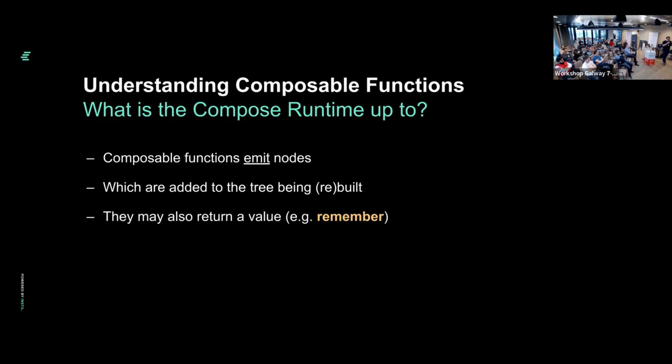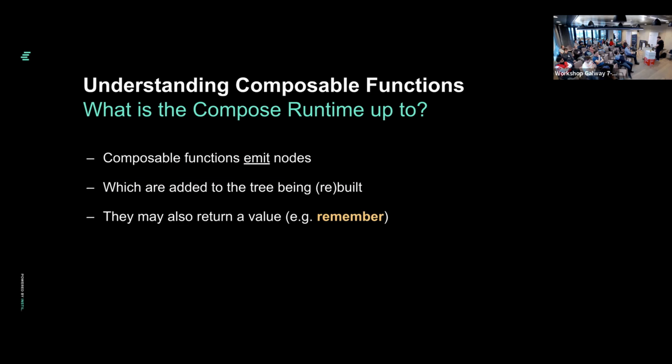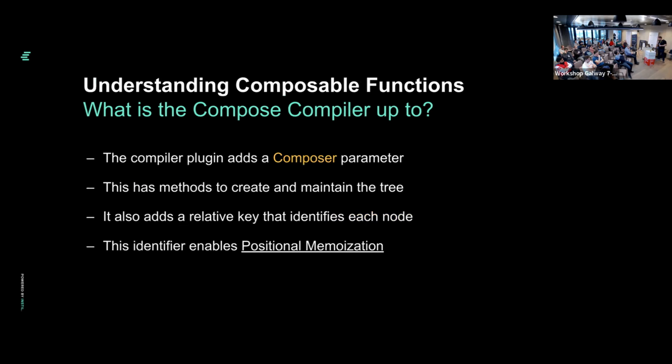So what's the first parameter for? Well, composable functions emit nodes. That's what we've been saying. They build a tree. Whenever you call a composable function, it's going to produce 1 or more nodes that get added into the tree that's being built or possibly rebuilt. So that's what the composer object is for. The composer object contains methods to emit nodes, which will get added to the tree.